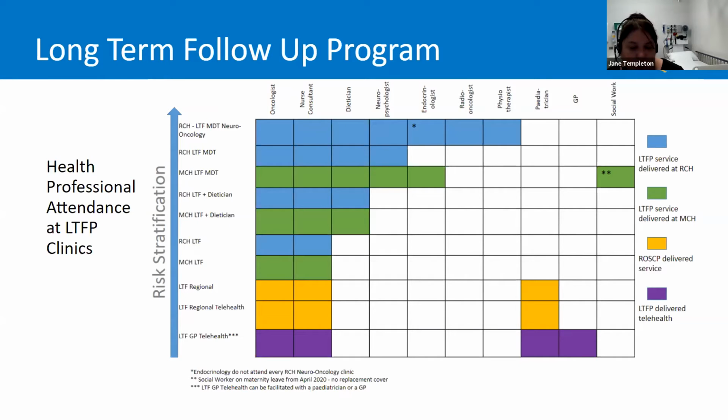The chart on this slide shows the disciplines who attend the clinics, and as you can see, there are many allied health professionals. The long-term follow-up program is a multidisciplinary team consisting of 8 health professionals, including oncologists, radio-oncologists, nurse consultants, dietitians, social workers, neuropsychologists, endocrinologists, and physiotherapists. They offer patients a holistic, individual, tailored survivorship care plan. If you would like to attend a clinic to better understand survivorship, please let the PICS staff know and they can make arrangements for you to attend a clinic either at Monash or the Royal Children's Hospital.